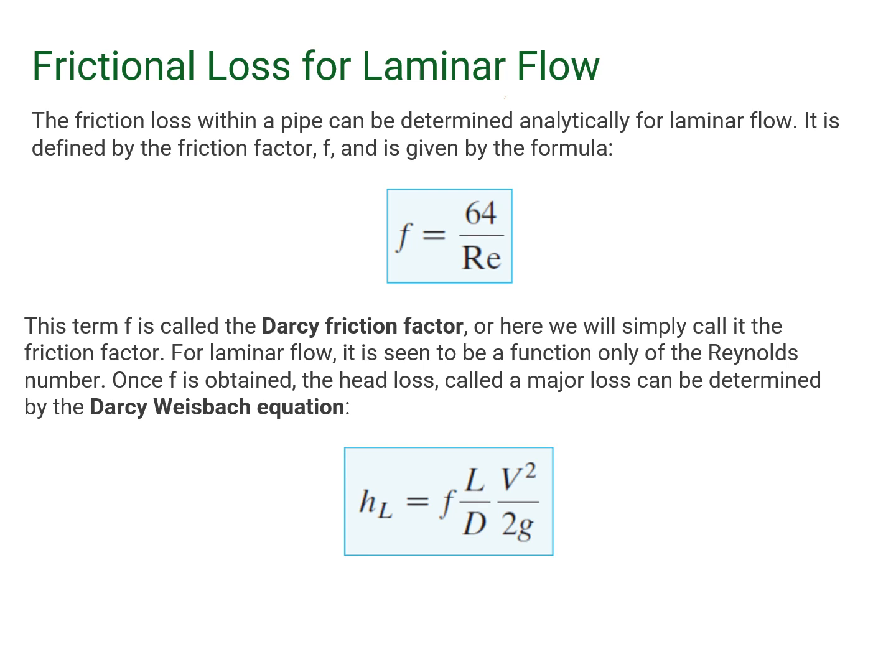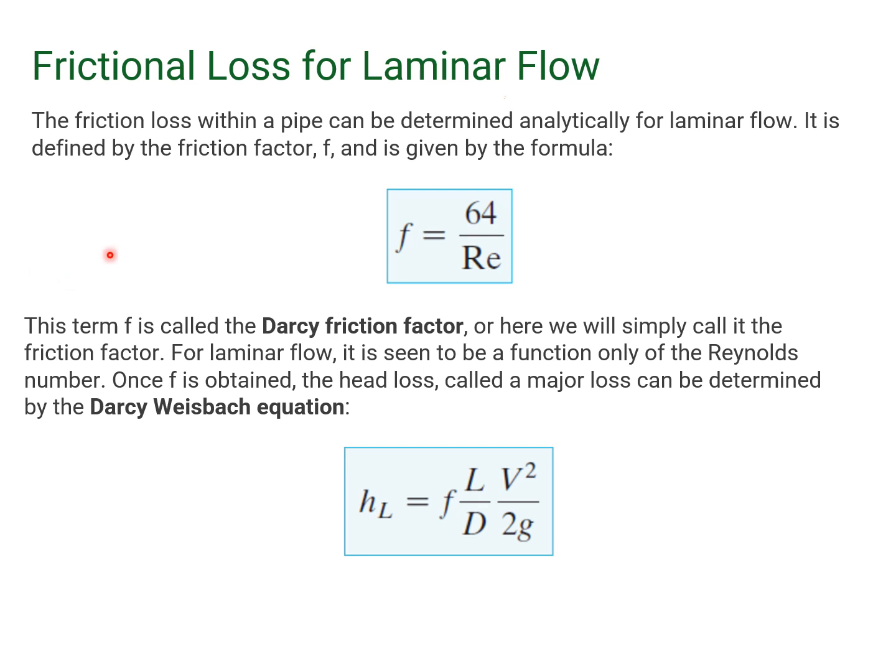So this particular chapter deals with frictional losses. So we look at frictional losses due to laminar flow and turbulent flow. The friction loss within a pipe can be determined analytically for laminar flow. It's defined as the friction factor f and is given by the following formula. It's just 64 divided by the Reynolds number. This term f is known as the Darcy friction factor, or here in this chapter, we simply call it the friction factor. For laminar flow, it can be seen to be only a function of the Reynolds number.